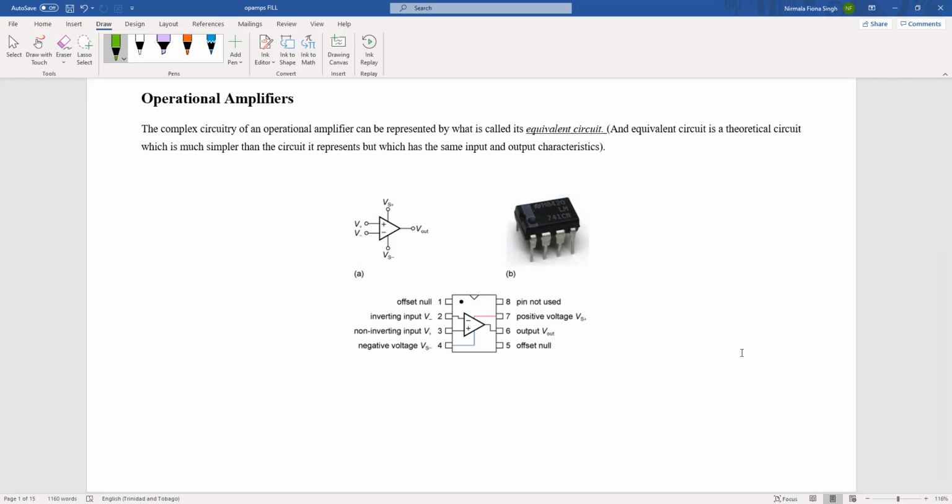So let's read. The complex circuitry of an operational amplifier can be represented by what is called an equivalent circuit. So what we're going to be looking at today is equivalent circuits, which means a very, very simplified version of what the actual circuit is. An equivalent circuit is a theoretical circuit which is much simpler than the circuit it represents, but which has the same input and output characteristics.